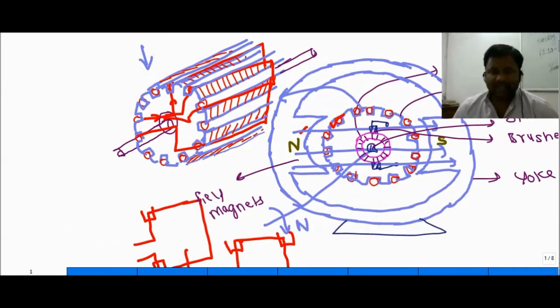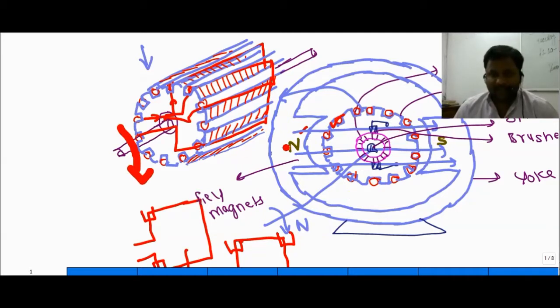A DC machine basically has two types of windings: the first is the armature winding and the second is the field winding. We have seen the armature has slots in this fashion, and we put the windings in these armature slots. By using some connections, which is our next discussion, we can easily make the armature winding. And this armature is rotated by an external prime mover.